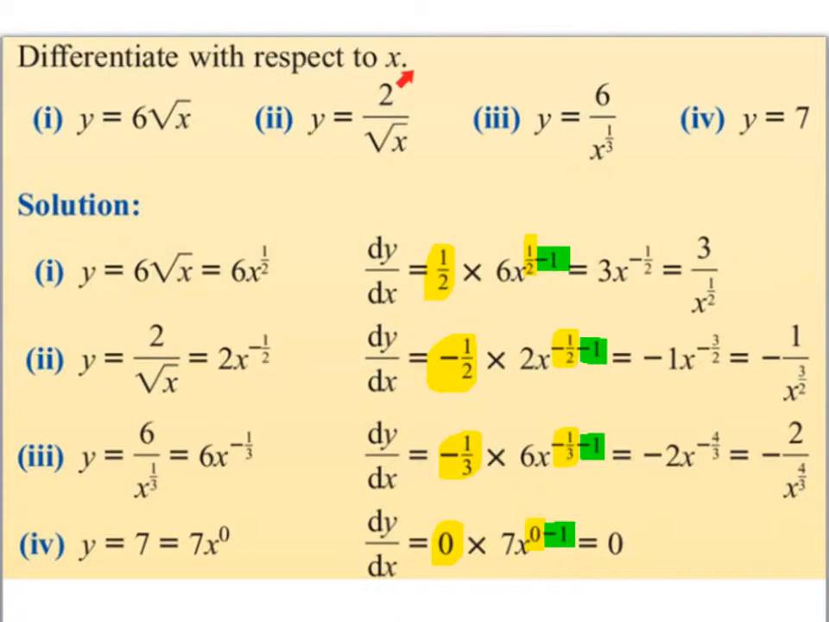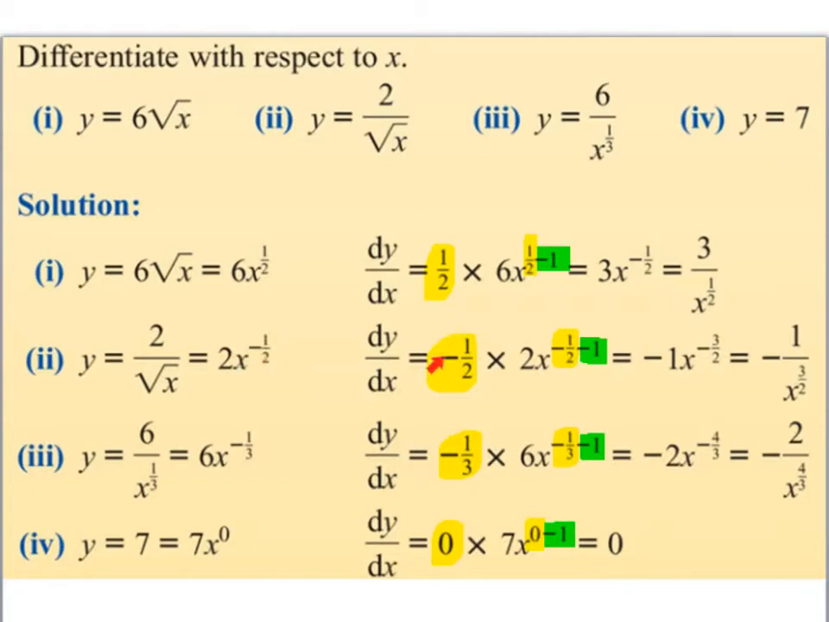Next we have y equals 2 over root x. So we rewrite this as 2x to the power of minus a half. So the minus comes from the fact that we have a divide sign here. And the root x becomes x to the power of a half, so we end up with 2x to the power of minus a half.